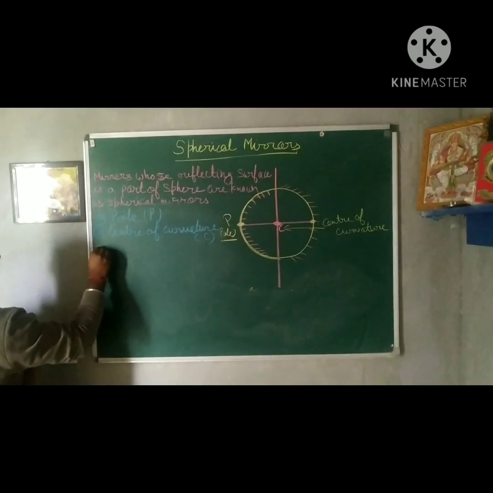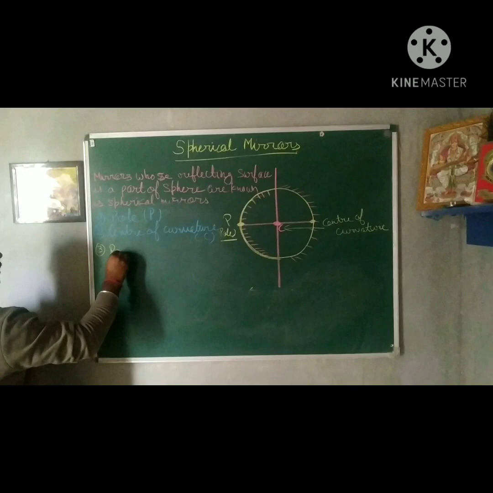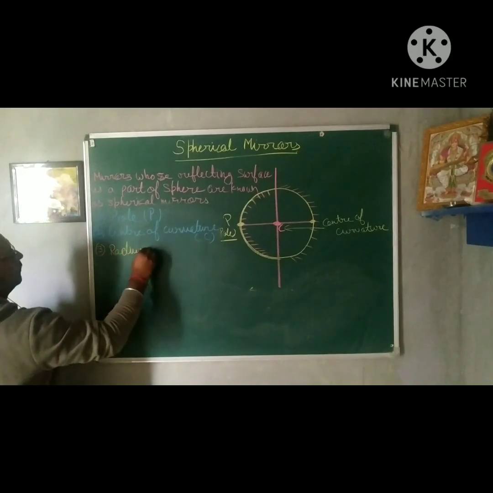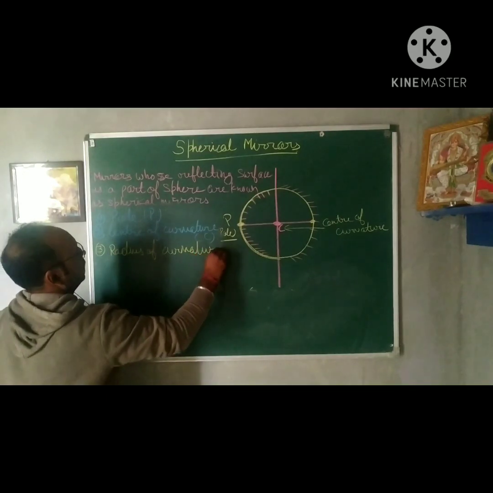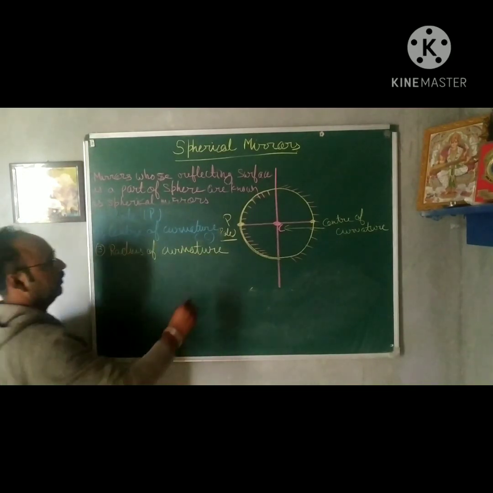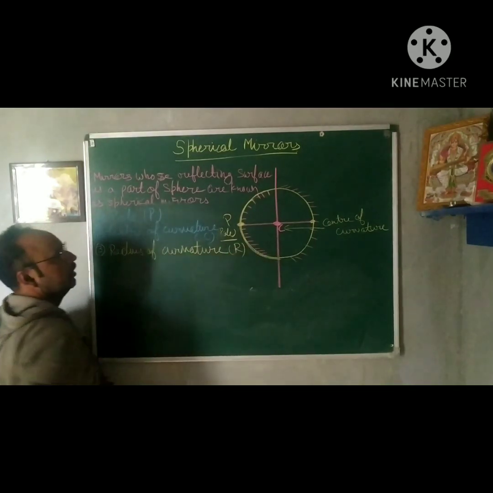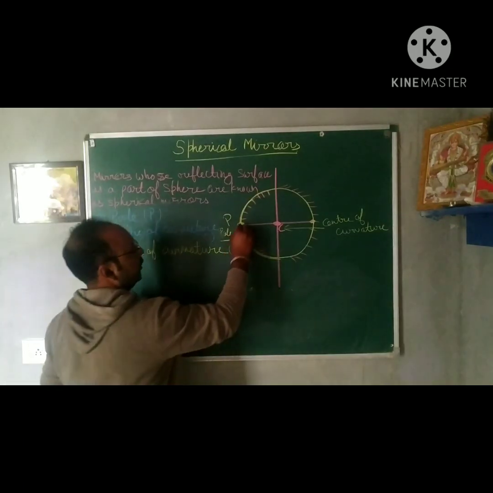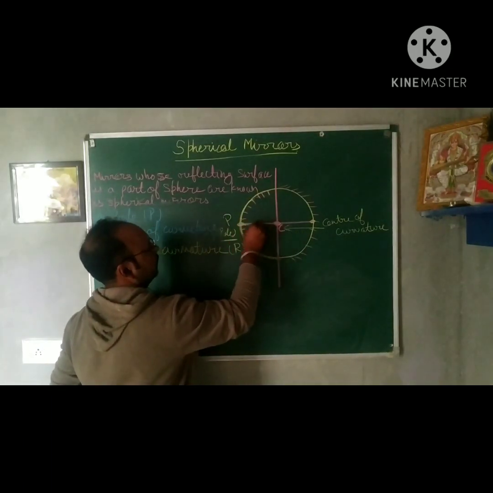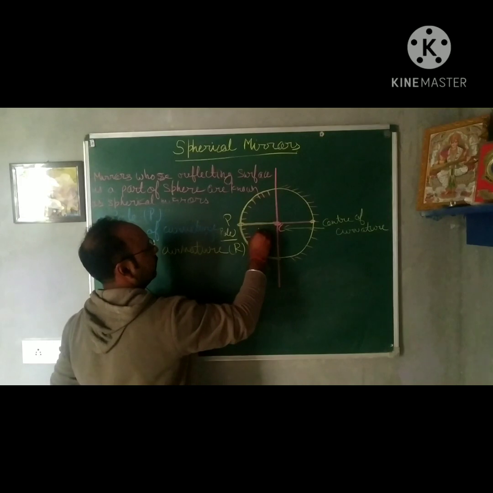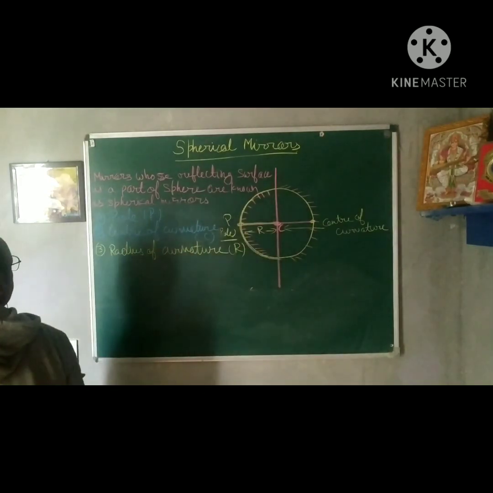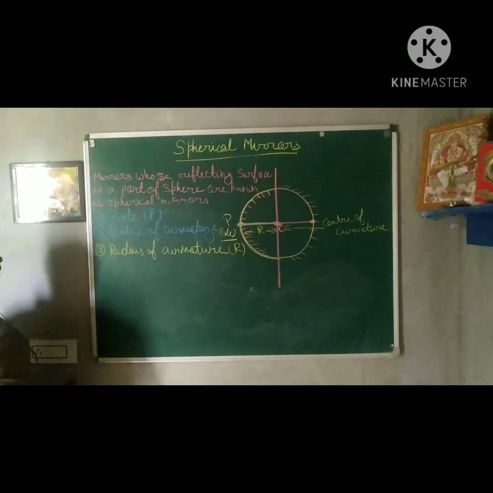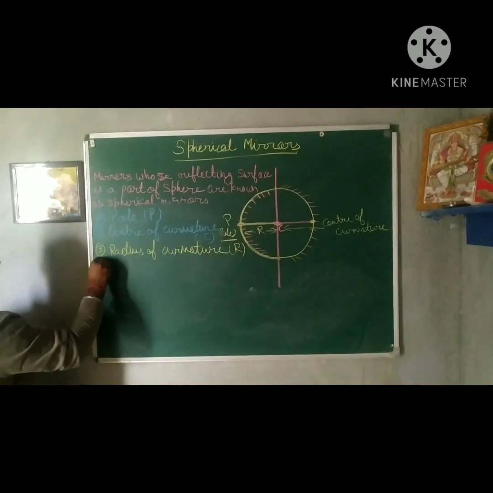Third is radius of curvature. Radius of curvature is denoted by R. That is very simple: the line joining pole and center of curvature. Pole and center of curvature, that is the radius of curvature, right? This is R.